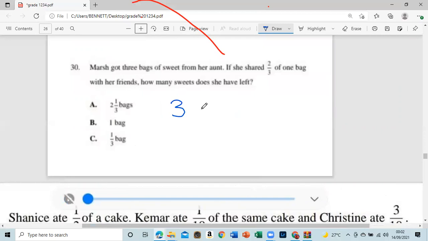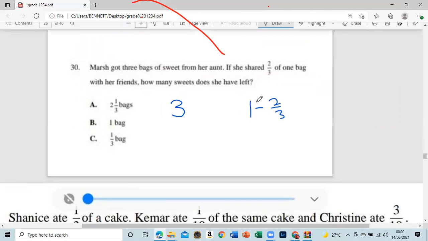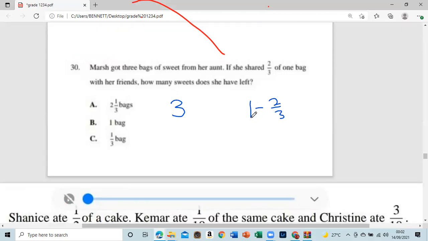she got 3, so she shared one of them, right? And out of the one, she gave away 2/3. So it's 1 minus 2/3. So how much do you have left out of this? 1 minus 2/3 is 1/3, right? And remember, she already shared 1, so she now has 2 and 1/3. This is awesome, man.